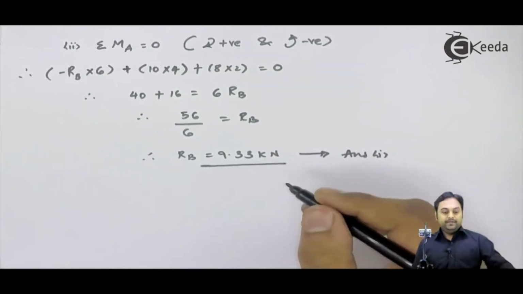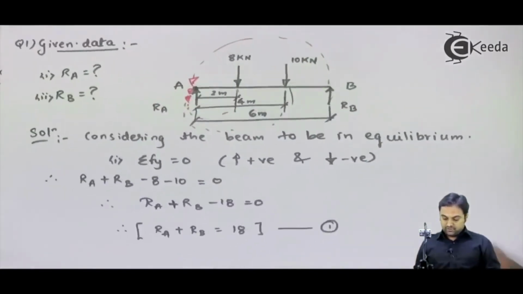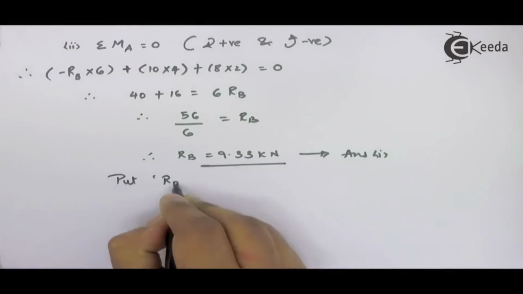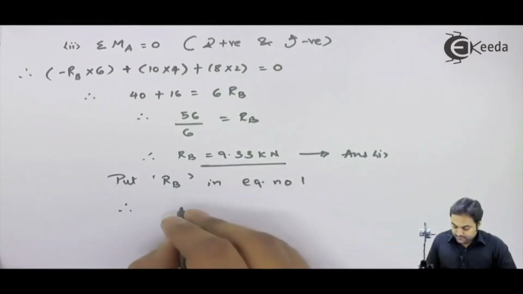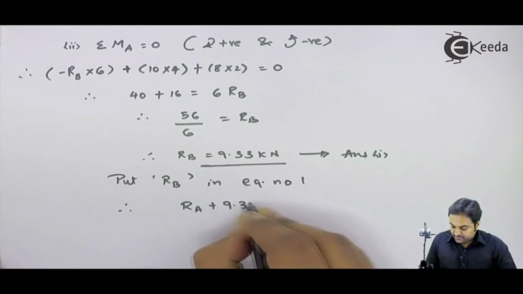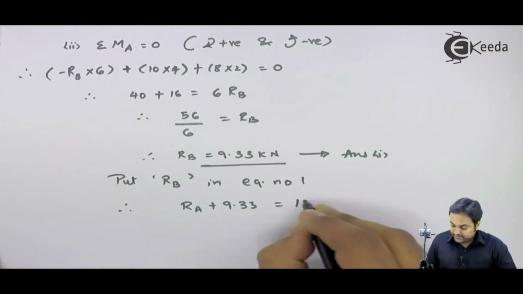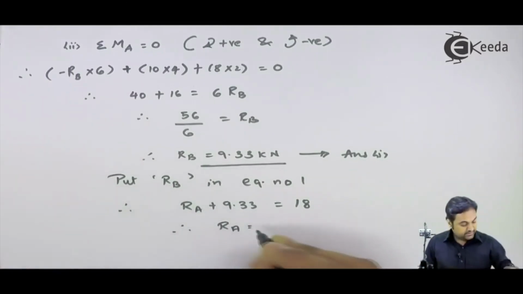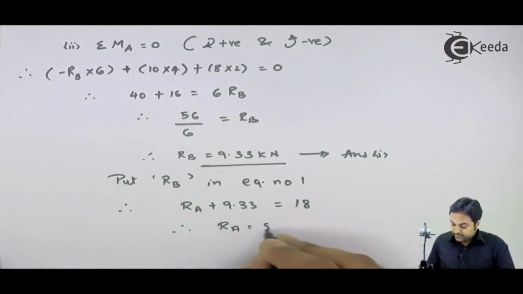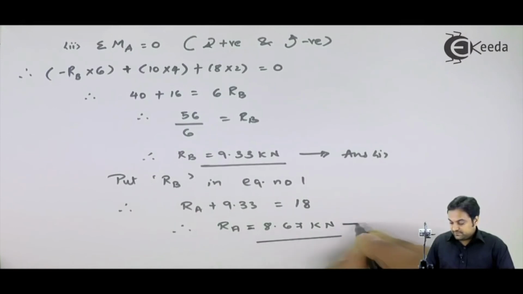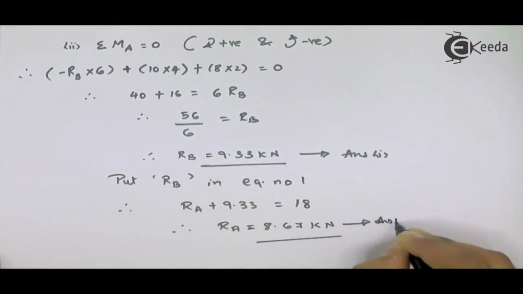After getting RB, I will put RB in equation number 1. Therefore, in equation 1, I have RA plus RB, RB is 9.33, and that is equal to 18. So hence I get my answer of RA, that comes out to be 8.67 kilonewton. That is my second answer.